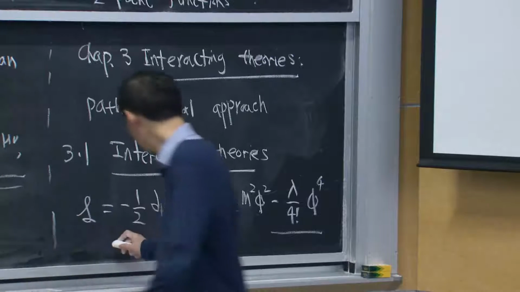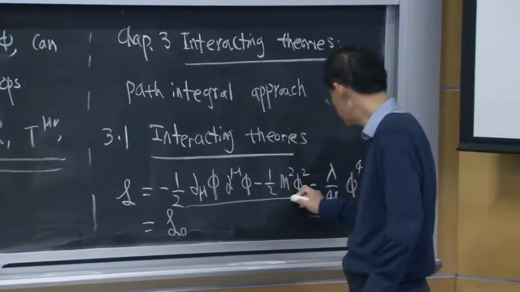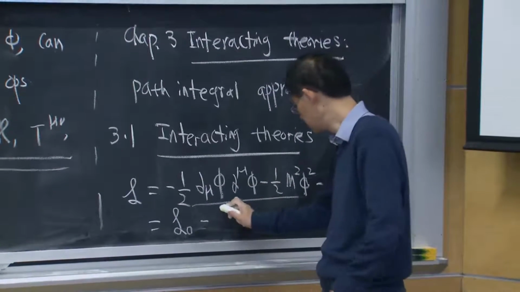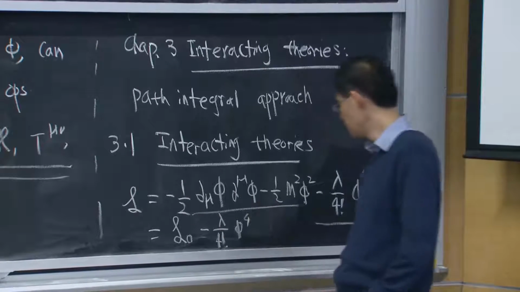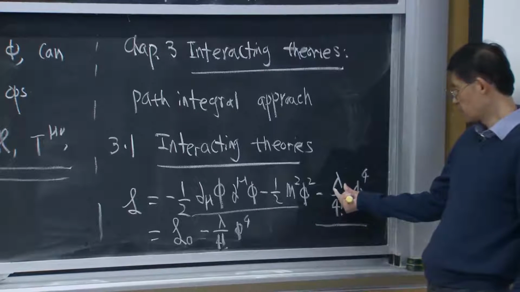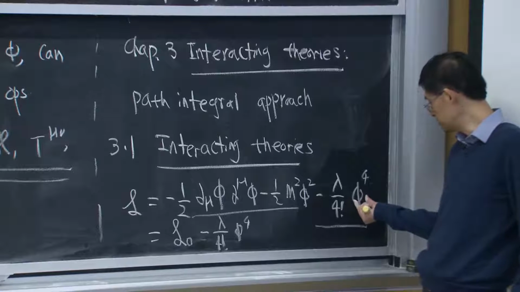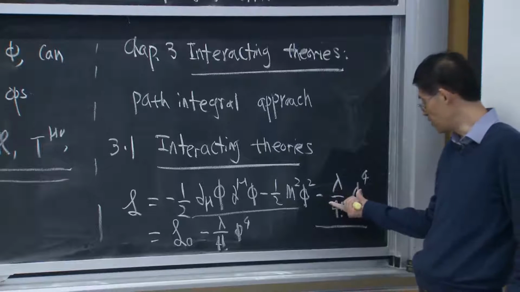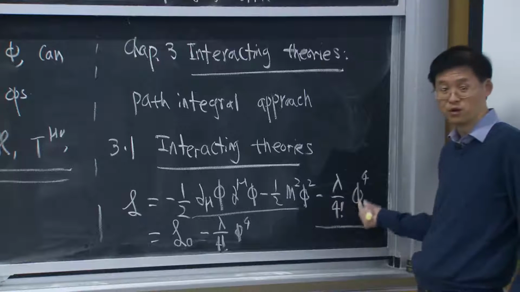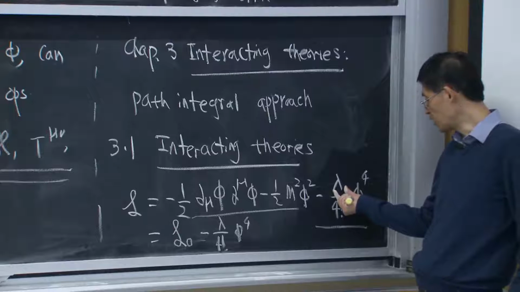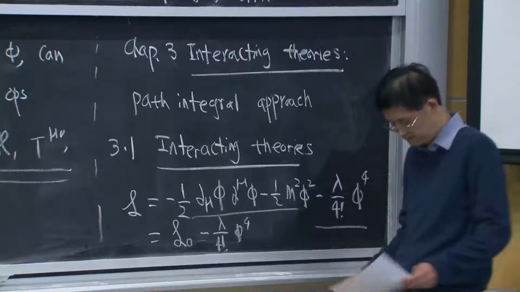We will write this as L0, which is the free theory part which we considered, and then the interacting part, lambda over 4 factorial phi to the power 4. Heuristically, this lambda should characterize the importance of this term. If lambda goes to 0, of course, then this term goes away and is not important. When lambda becomes bigger, then this term becomes more and more important. And so we call lambda the coupling, which characterizes the importance of this term.